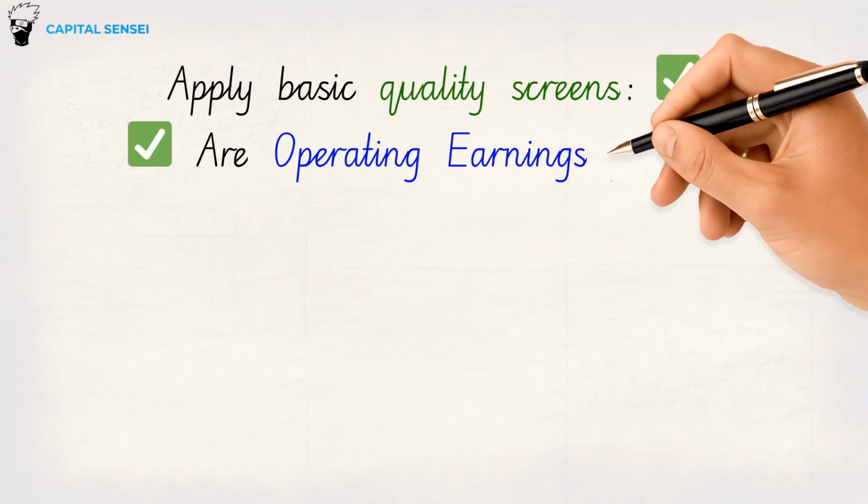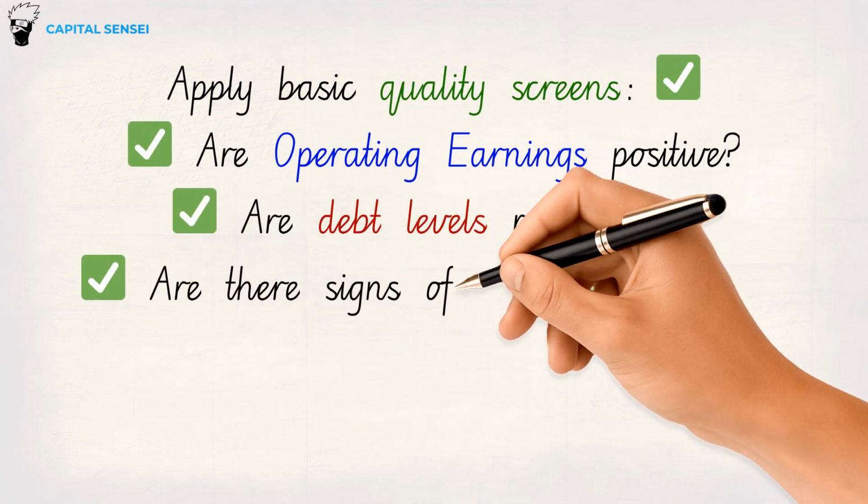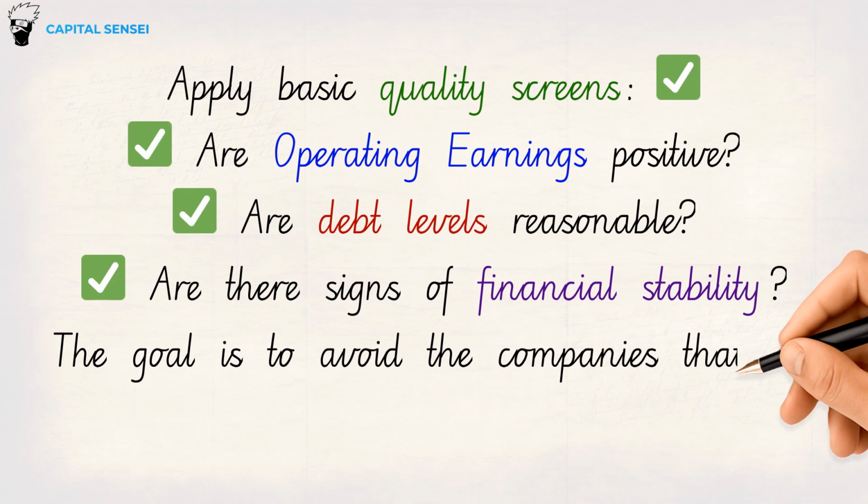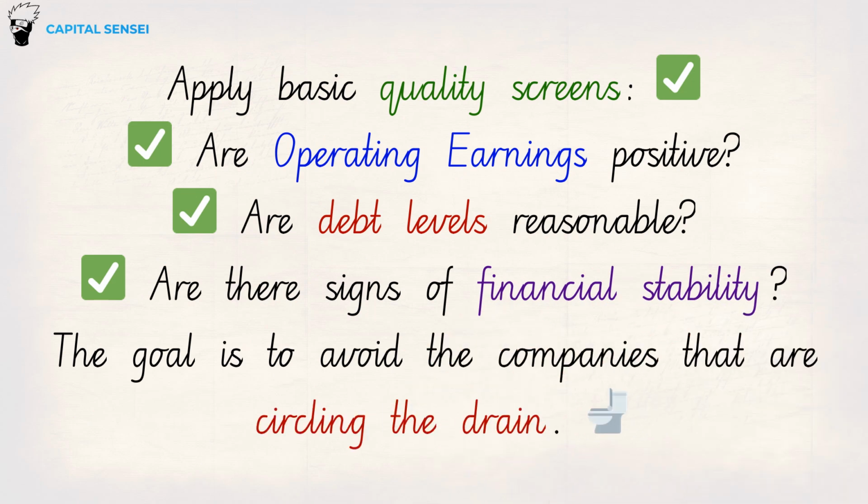So, after you have your ranked list of cheap stocks, you apply a few basic quality screens. You want to make sure the companies are actually profitable. You can check that their operating earnings are positive. You can screen out companies with extremely high levels of debt relative to their assets or earnings. You can look for some basic signs of financial stability. The goal isn't to find the next Google. It's just to avoid the companies that are circling the drain. You want cheap, but not fatally flawed.